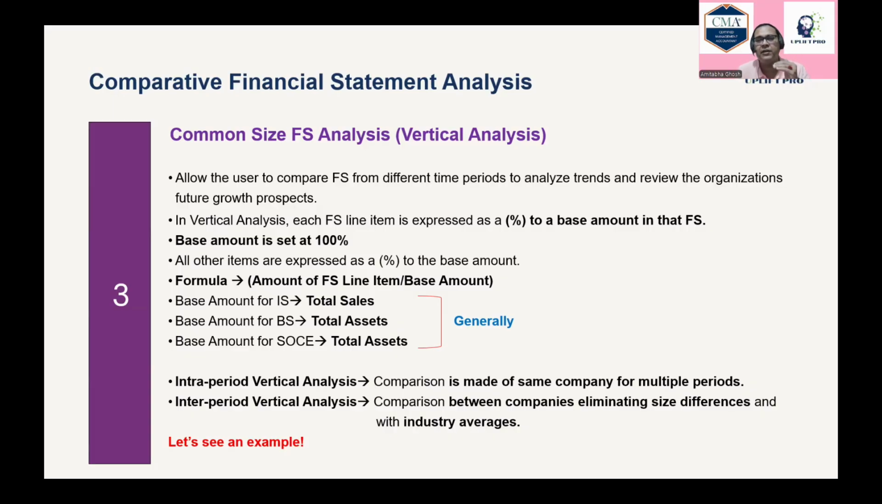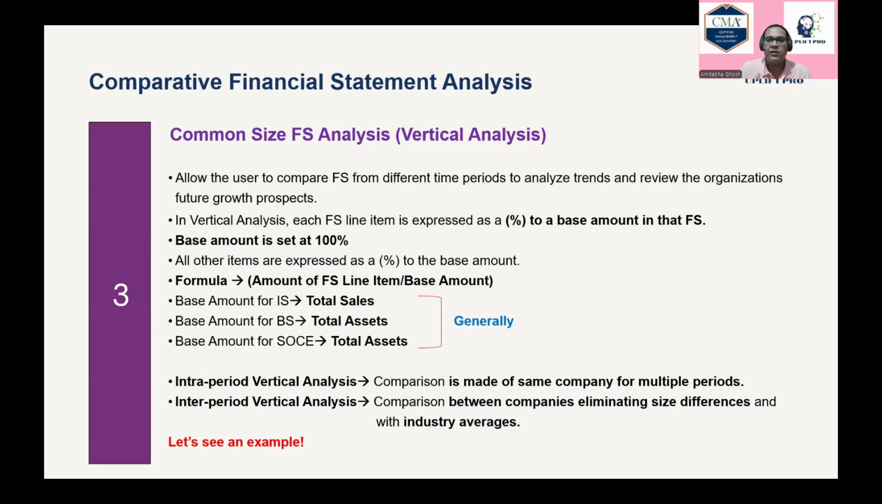So each financial statement line item in an income statement or a balance sheet is being expressed against a base amount in that financial statement. That you should keep in mind. So the analysis is happening in that statement in comparison to a base amount, right? Then the base amount is set at 100%. All other items are expressed as a percentage to the base amount set. And the formula, it is quite understandable, but still just to revise: amount of the financial statement line item divided by the base amount will give us that particular percentage.